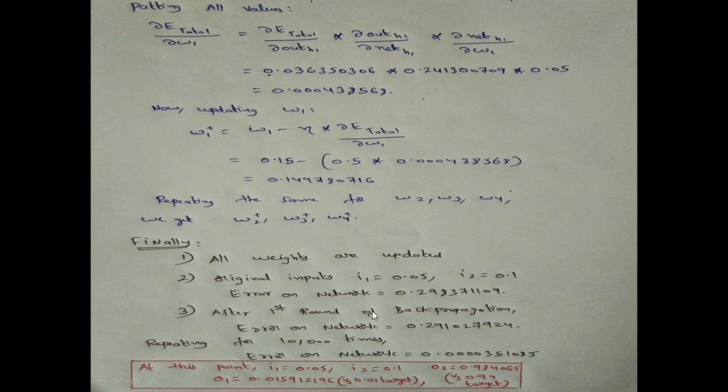That is, after 10,000 times of applying this backpropagation algorithm, the output values at output neuron 1 and output neuron 2 are approximately equal to the target or desired values which we have assumed. So this is all about how the backpropagation algorithm works out with the help of numbers.